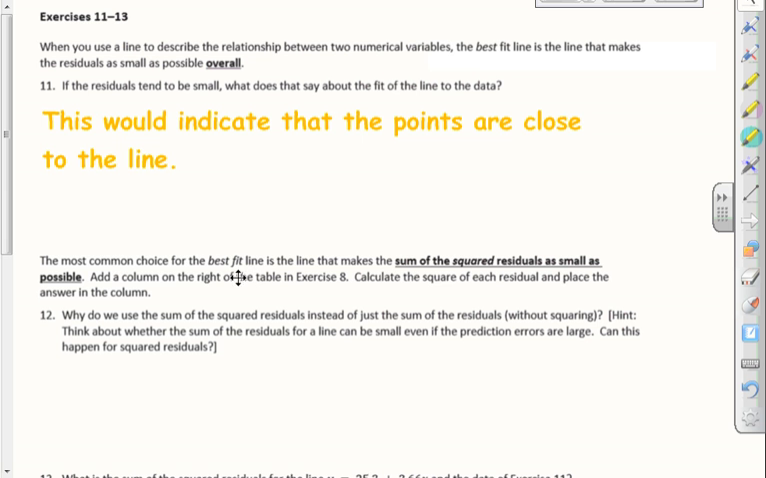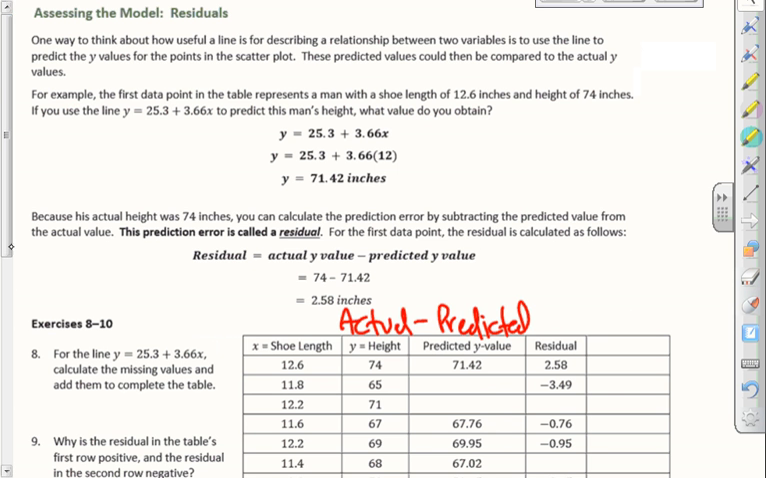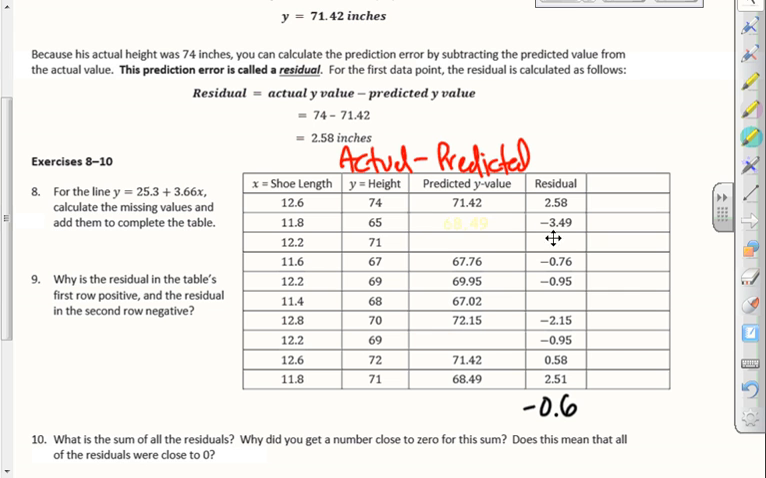So the most common choice for the best fit line is the line that makes the sum of the squared residuals as small as possible. So we're going to add a column to the right of our table, and we're going to calculate the square of each residual and place it in that column. So we're going to go back to our previous page, make those data values reappear, and this column is going to be the residual.